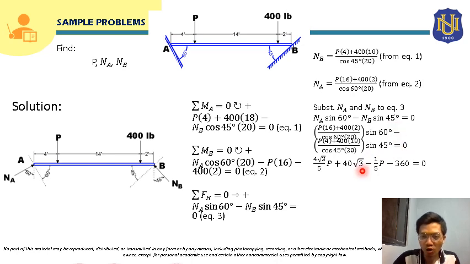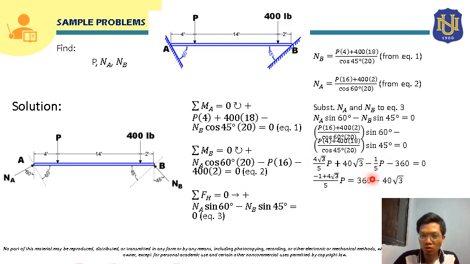And also for 400 times 18 over cosine 45 degrees times 20 times sine 45 degrees, that will be 360, and it is negative here. And this will be equal to 0. So we can combine this P and this P, and we can combine the constants. So this will now become negative 1 plus 4 times square root of 3 over 5 P.